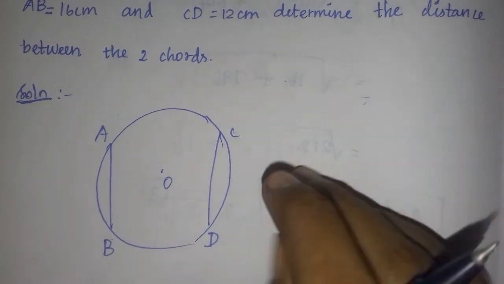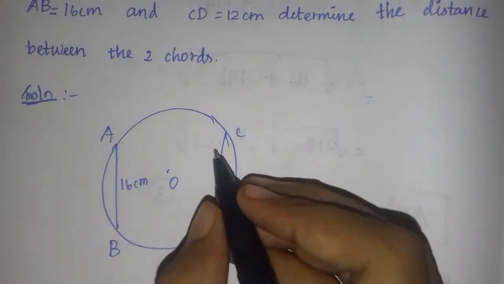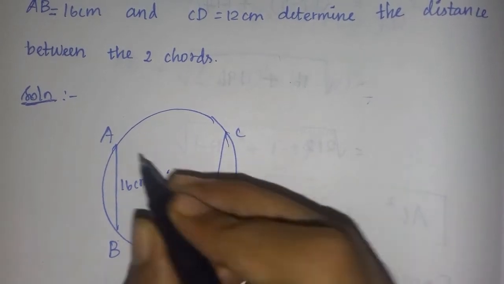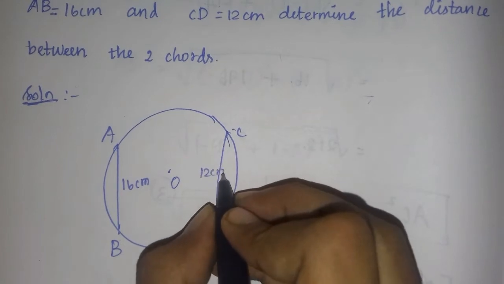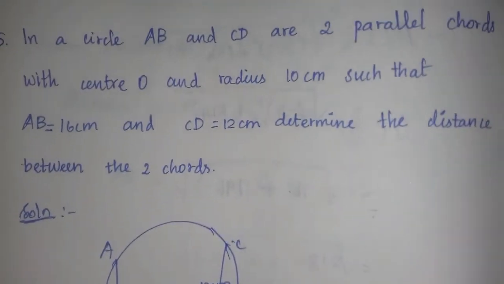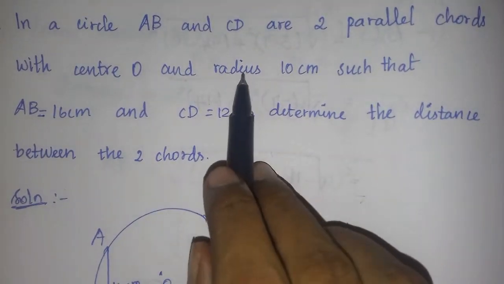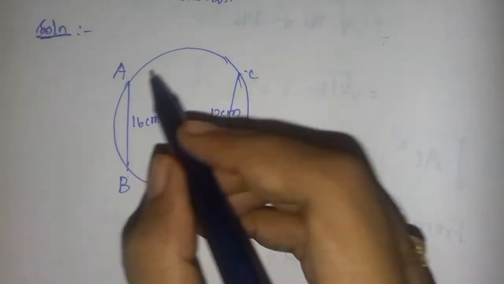Okay. Then what else is given? The distance between A and B is 16 cm and between C and D is 12 cm. This is also given in the question. And the radius is 10 cm. Radius is also given.